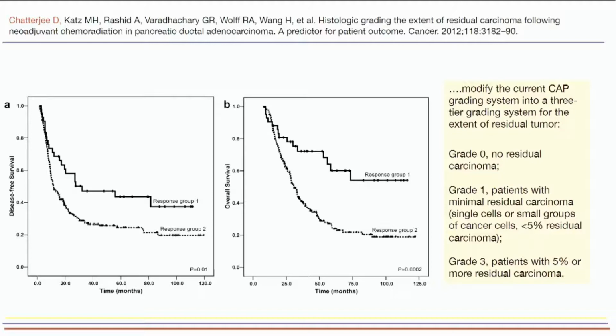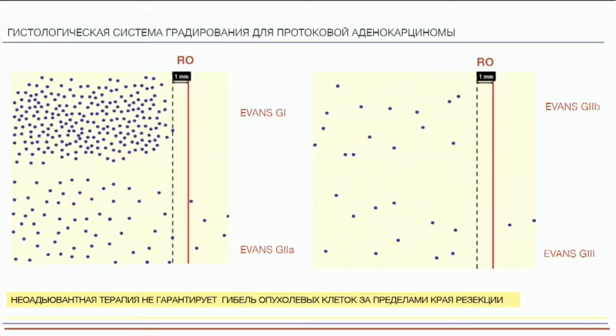And I totally agree with this approach, and our morphological group as well, because it makes particular sense. Later on I will comment on that. So I would like to say again that neoadjuvant therapy does not guarantee complete death of tumor cells beyond the resection borderline. From the previous study, R0 was achieved even in group 2, 87%. And of course, in the first group, where it was almost complete response, R0 was 100%.